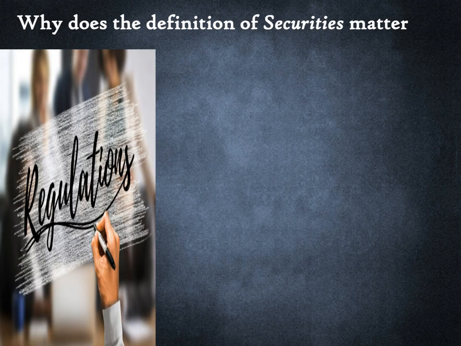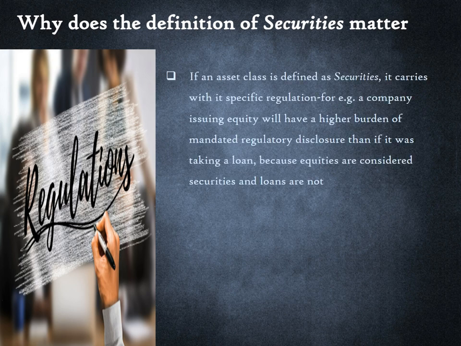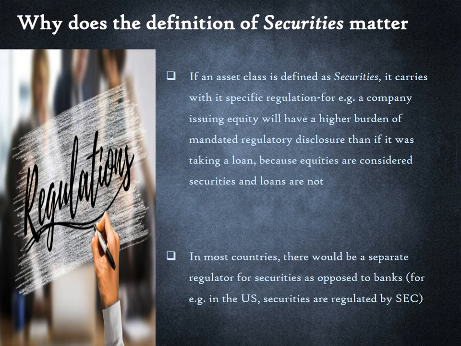If an asset class is defined as a security, it carries with it specific regulation. For example, a company issuing equity will have a higher burden of mandated regulatory disclosure than if it was taking a loan, because equities are considered securities and loans are not. In most countries, securities have a separate regulator. For example, in the US, securities come under the jurisdiction of the Securities and Exchange Commission, or the SEC.